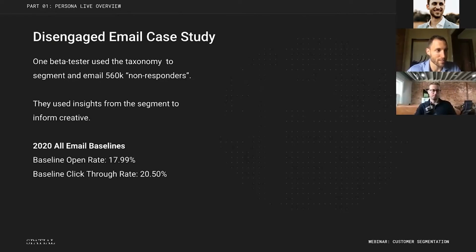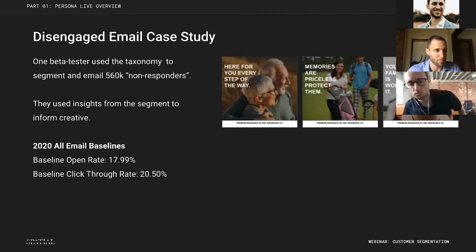They wanted to see if personalizing email to those non-responder contacts based on their segment could improve response. So what they did is they segmented each of these recipients and put them into one of 3 different subject line and copy sets based on their segment. You can see an example of the subject line and copy sets here.